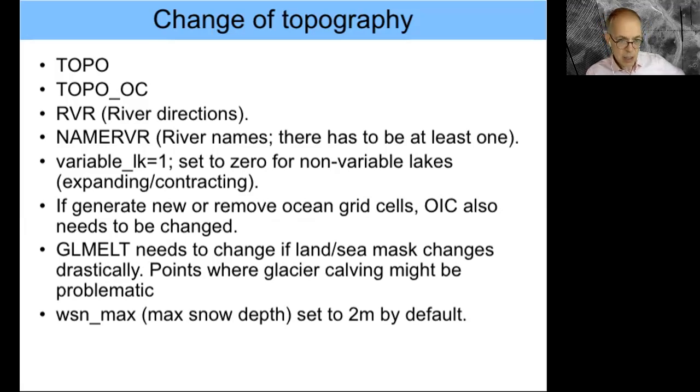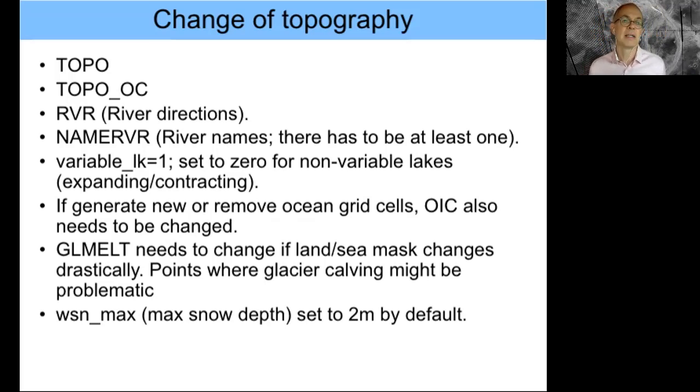Then we have this thing called variable lakes. That's another very useful parameter. I say here you set to 0 for non-variable lakes, so they can expand and contract. So let's say, for example, you want to model a world that's sort of like modern Mars, but does have a bit more precipitation. Let's say it's a bit warmer of a world, but you don't have oceans. So this is a nice feature the model has.